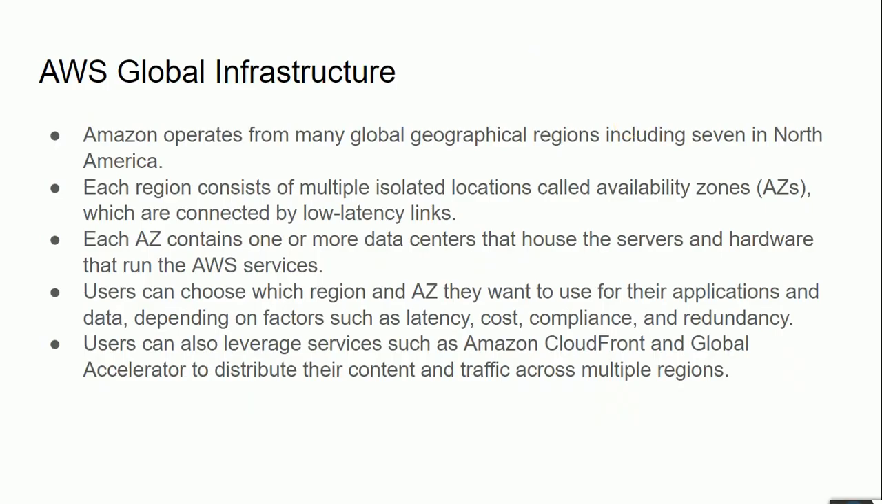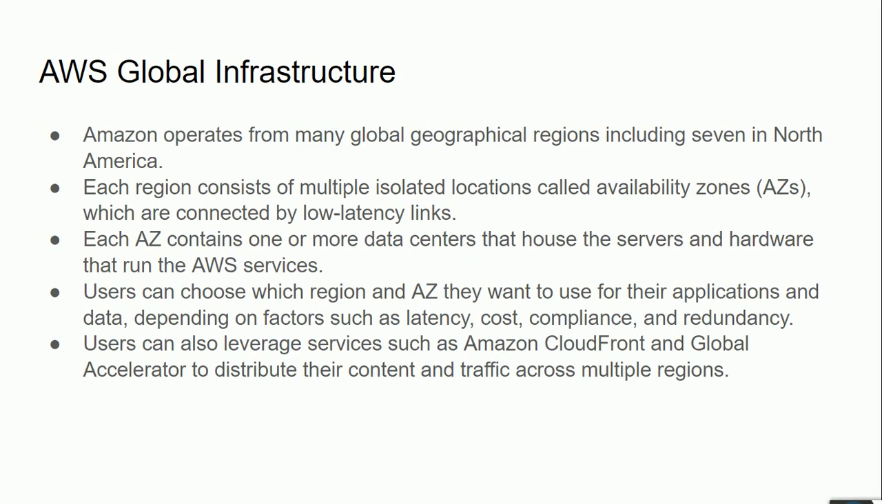Okay, now how is Amazon going to manage these services, and how does it work? We have the AWS global infrastructure. Amazon has set up its data centers in many different countries, or we can say global geographical locations. Amazon operates from many geographical regions, including 7 in North America. Each region consists of multiple isolated locations called availability zones.